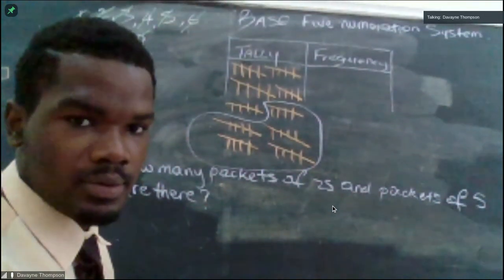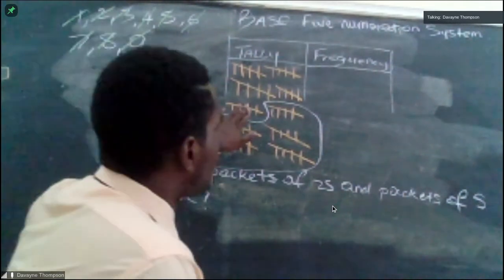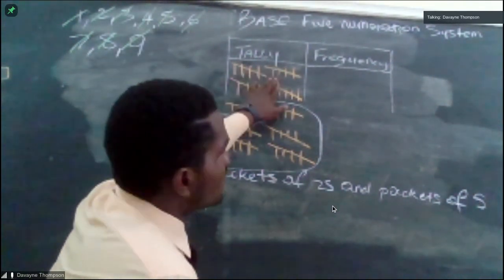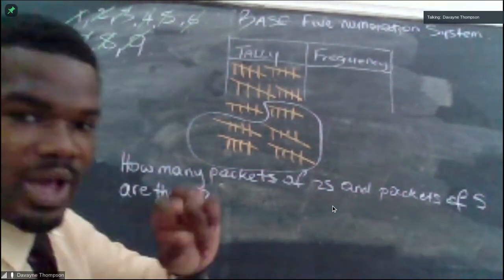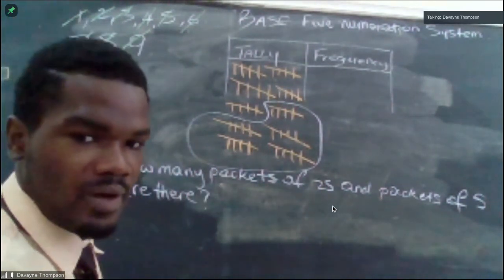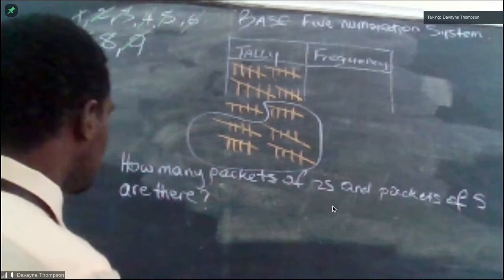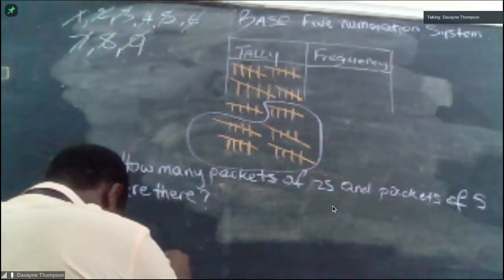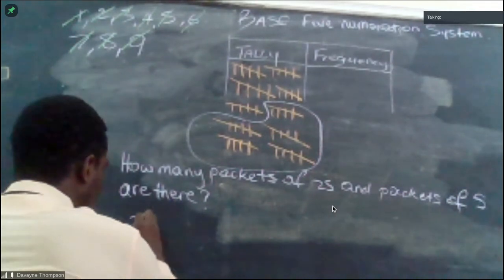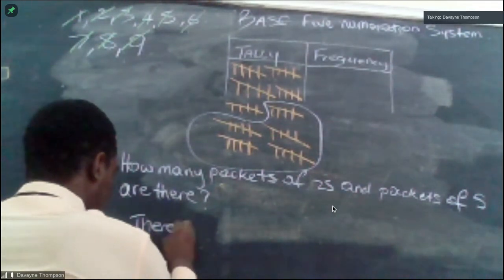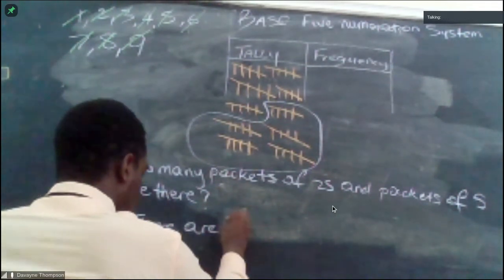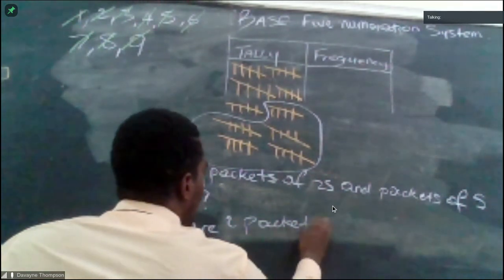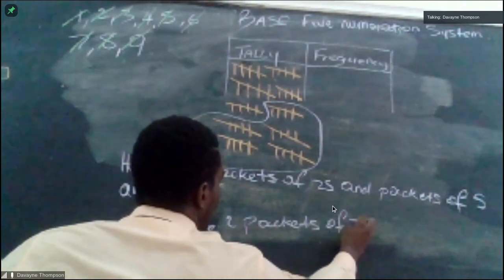Okay? Let's look at up here now. 5, 10, 15, 20, 25. So we have 2 packets of 25 in this. Make sense? So we're going to say there are 2 packets of 25.